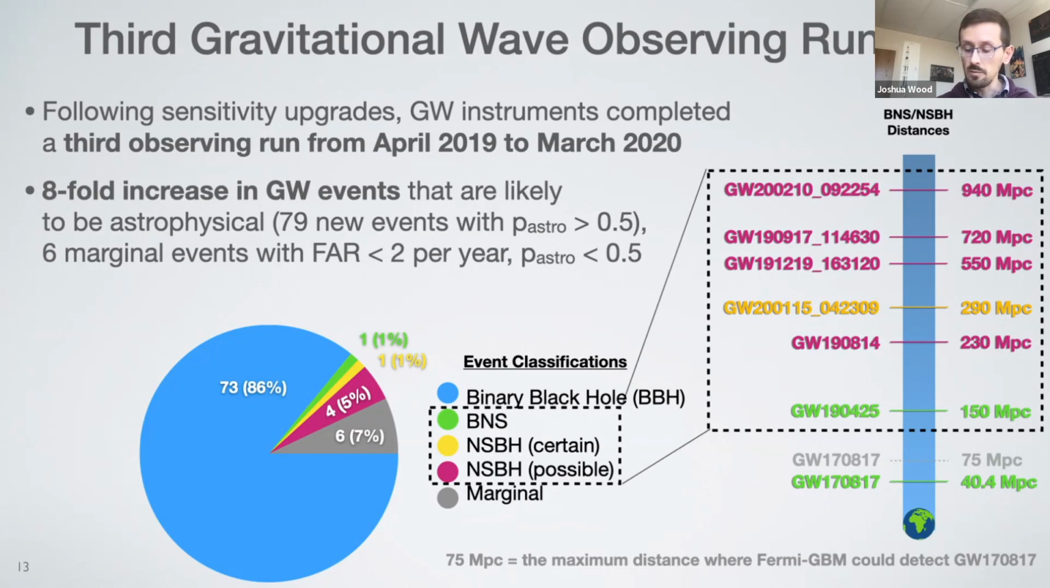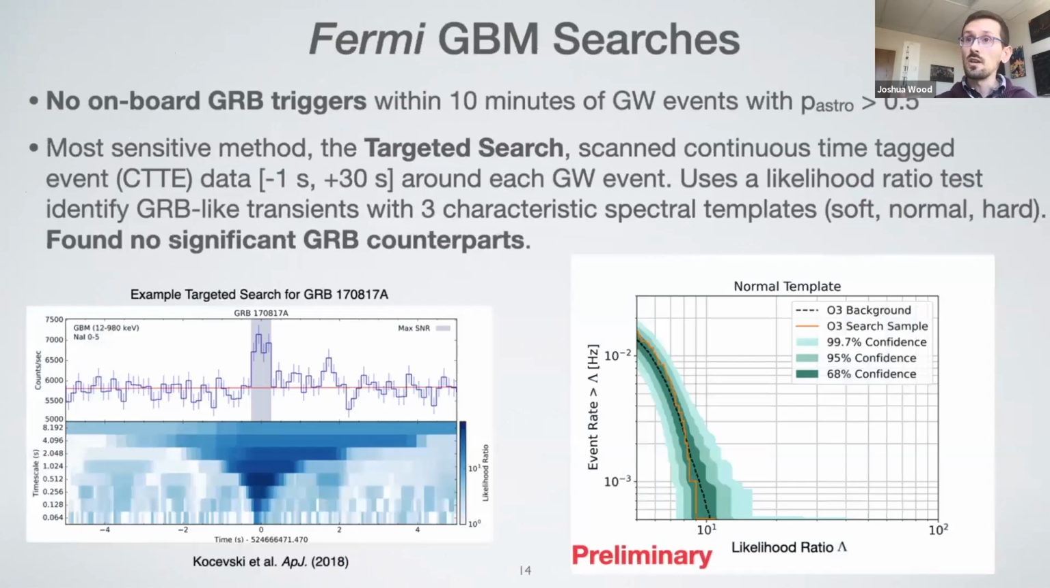And so what we did in Fermi-GBM is we followed up this new set of events looking for additional joint GRB gravitational wave detections. At the most basic level, the search is straightforward.